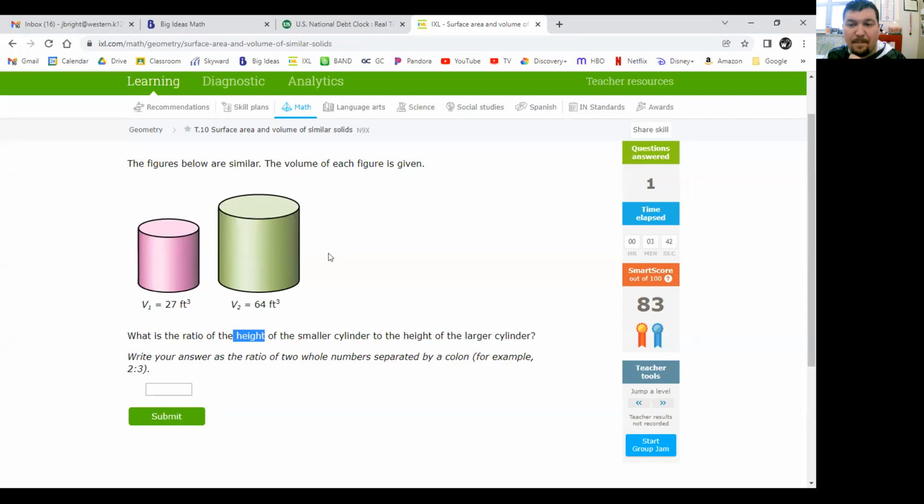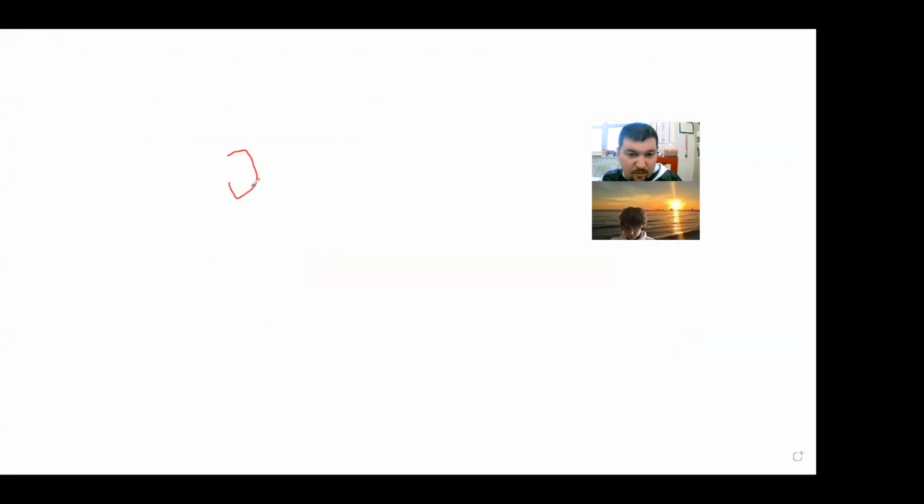Can someone tell me what the opposite of cubing a number is? Cube rooting, yeah. So there's square and square roots, and there's cube and cube roots. And so what I would do is take that ratio of 27 to 64 and cube root it.